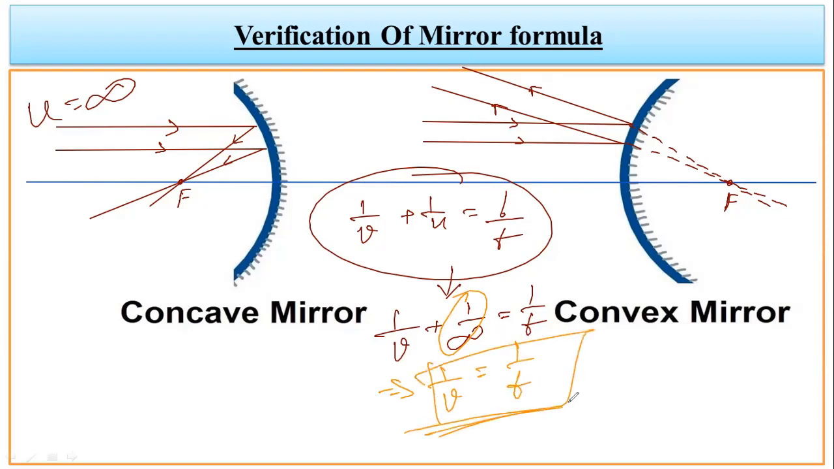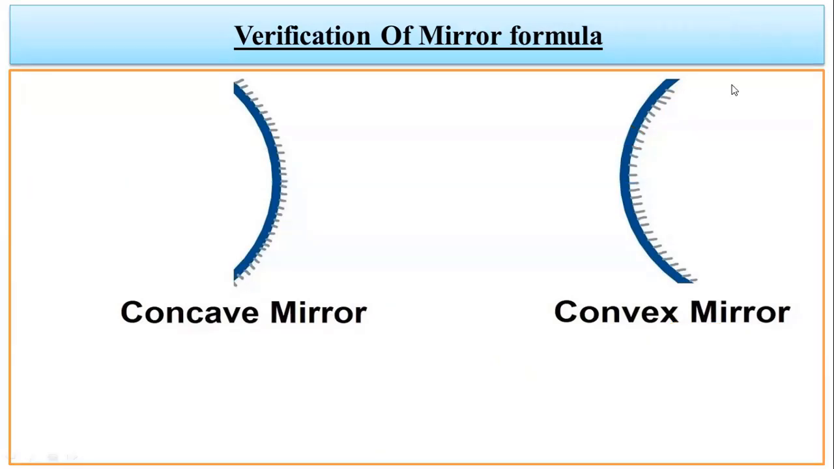And with respect to that, we can say that v is equal to f, meaning the position of the image. v is the representation of the distance of the image from the mirror, and that shows f. It means that the image is going to form at the focus. So hence we can establish that yes, the mirror formula which we had derived right now is completely correct. So that was the verification of the mirror formula.